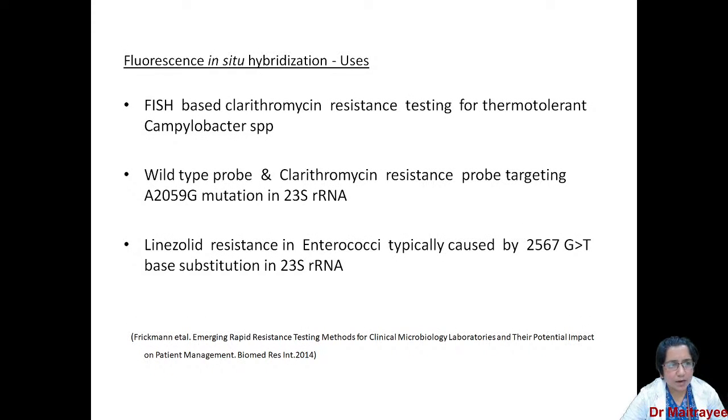In addition, fluorescence in situ hybridization has been used for clarithromycin resistance testing for thermotolerant Campylobacter species. In this, a wild-type probe and clarithromycin resistance probes targeting the mutation in 23S rRNA, that is adenine to guanine at 2059, are used. In addition, linezolid resistance in enterococci, typically caused by the 2567 G to T base substitution in 23S rRNA, can also be interpreted by means of fluorescent in situ hybridization.